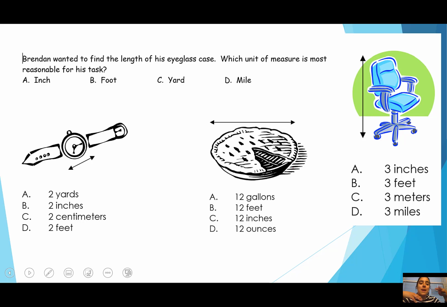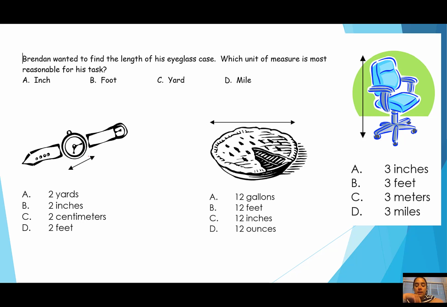Now, here are some examples that I'm going to read and I'm going to give you a chance to try them. Brandon wanted to find the length of his eyeglass case. Which unit of measure is most reasonable for this task? Inch, foot, yard, or mile? If I'm looking to see how long the face of a watch is, is it 2 yards, 2 inches, 2 centimeters, or 2 feet? Remember, we're just doing the customary system, so we're thinking about things we've talked about.